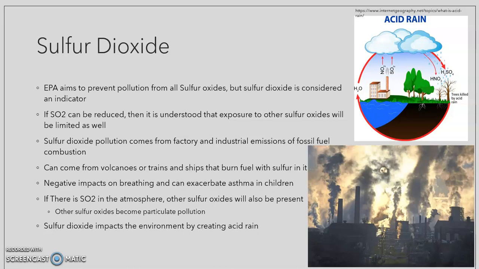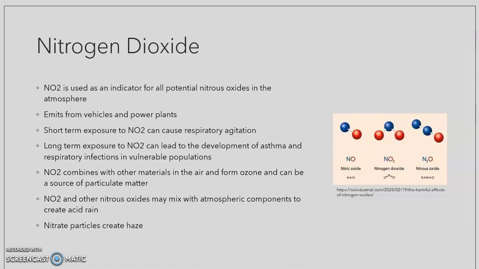Sulfur dioxide pollution comes from factory and industrial emissions, and it can also be emitted from volcanoes or from vehicles like ships and trains that burn fuel with sulfur in it. It can really have negative impacts on people and children with asthma. And it also impacts the environment by creating acid rain.